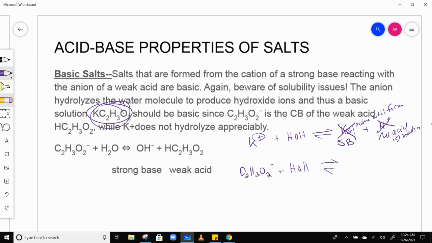It's a strong base. The strong base would totally dissociate into K plus and H2O. Right? That K plus is not going to take on OH minus to form KOH. The other one, this C2H3O2 minus, is going to react with the H plus and form HC2H3O2 and OH minus. So this is acetic acid.